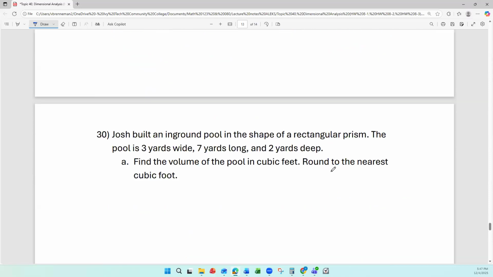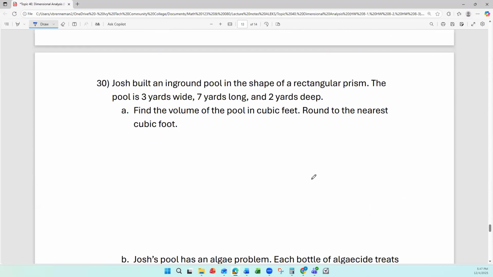All right, then number 30, Josh built an in-ground pool in the shape of a rectangular prism, so basically a box shape. So it's equal depth throughout. The pool is 3 yards wide, 7 yards long, 2 yards deep. We want the volume of the pool in cubic feet.